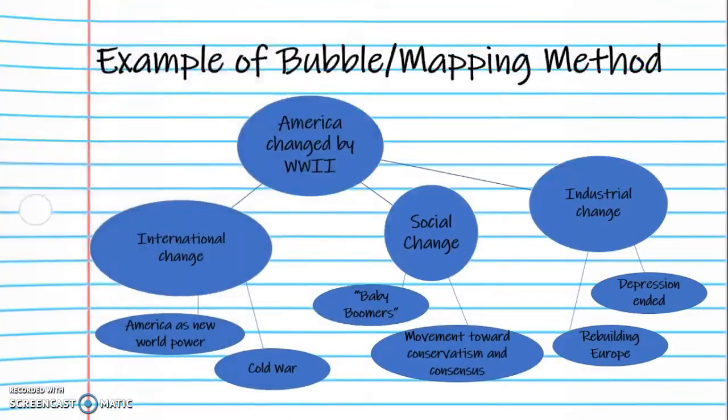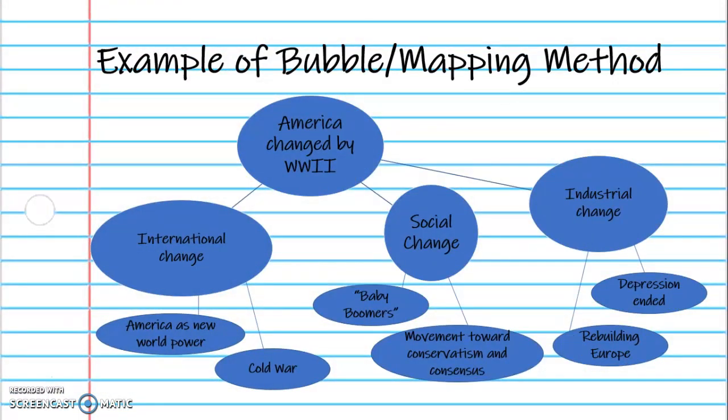And lastly, the bubbles or mapping method. This is a more innovative, out-of-the-box approach, perhaps better suited for those who are more kinesthetic, who prefer a more experimental aspect of note-taking in class. Again, it's the same hierarchy. America Changed by World War II is the main topic, the main bubble, and off of that there are some smaller branching topics, and off of those are branching topics. The whole point of the connection, perhaps the bubbles or the map of it, is to show the connection of the ideas.